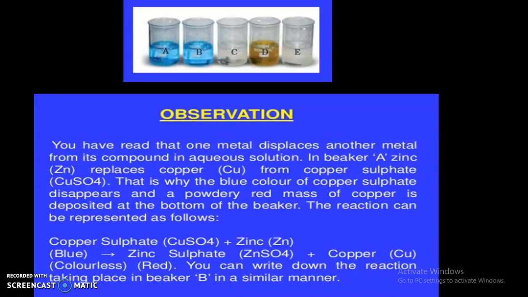Alright, you have read that one metal displaces another metal from its compound in aqueous solution. In beaker A, they have taken zinc, which replaces copper from its copper sulfate solution. Either you take copper sulfate solution with an iron nail, or you can take it with zinc. It is going to show the same reaction. So the blue color of copper sulfate disappears and a powdery red mass of copper is deposited at the bottom of the beaker, and it is very clear to see that, and the reaction can be represented as follows, as you can see here.